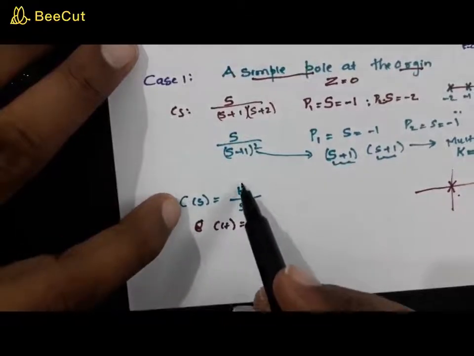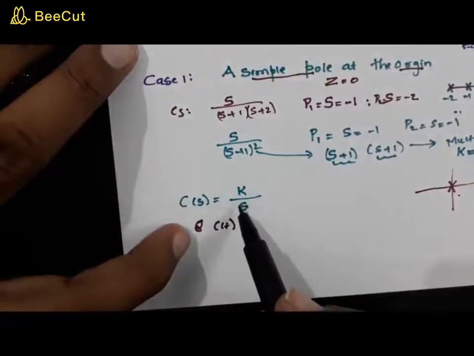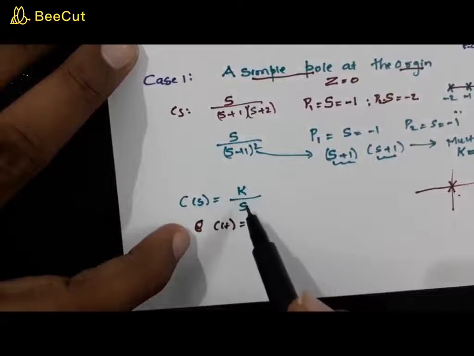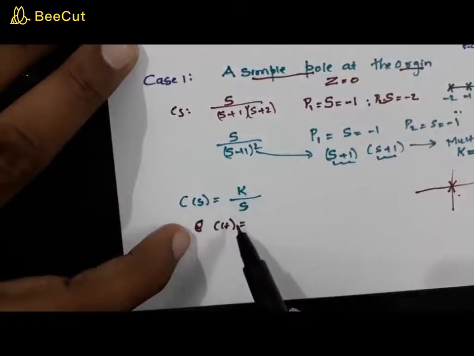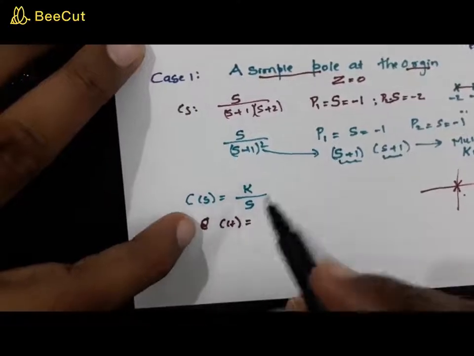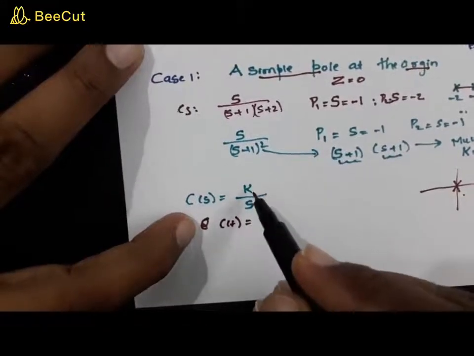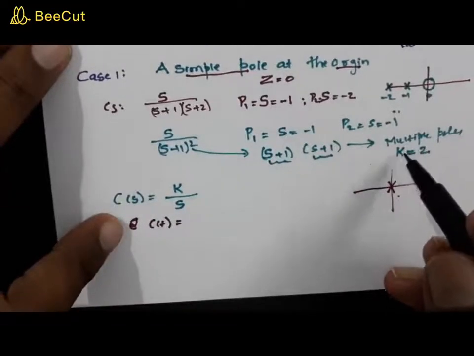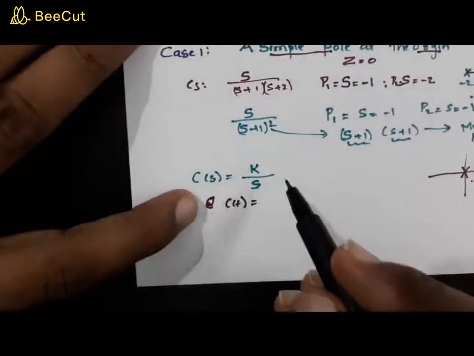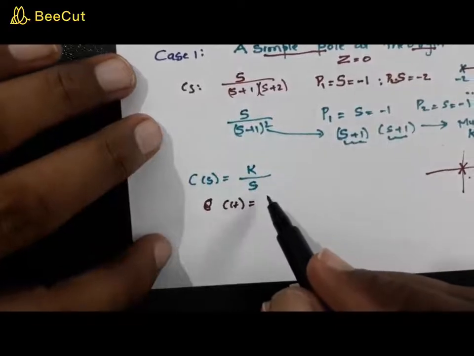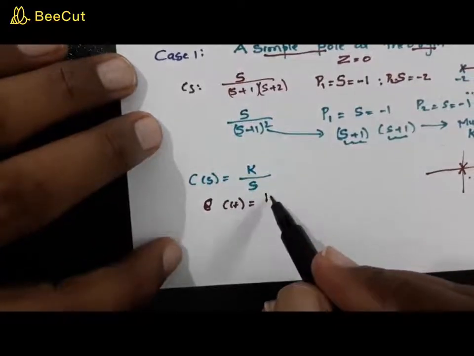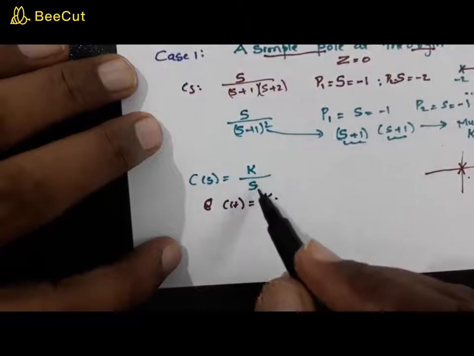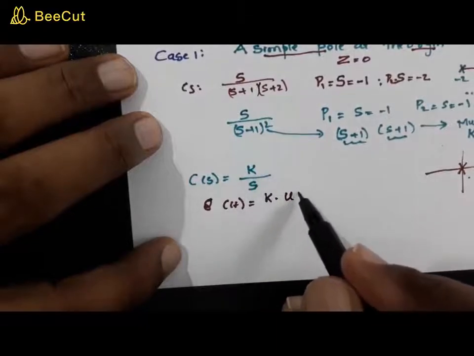Now we know that this k is a constant, while k by s, right? So what will be the c of t, or the inverse of this? So when you take the inverse, mind you that this k and this k have no relation. This is multiplicity, and this is simply a constant, k by s, or you will get this as k into what is the Laplace inverse of 1 by s, which is k into u of t.